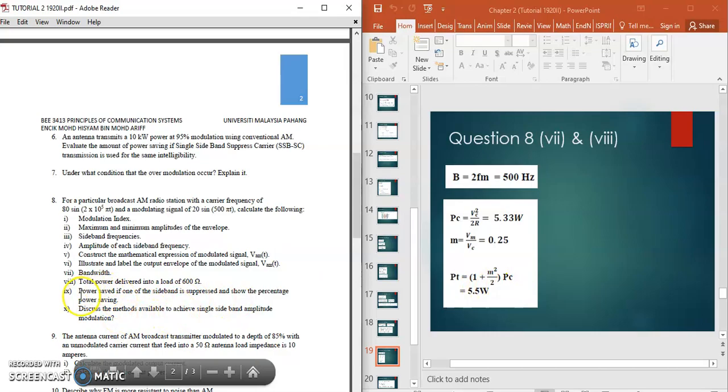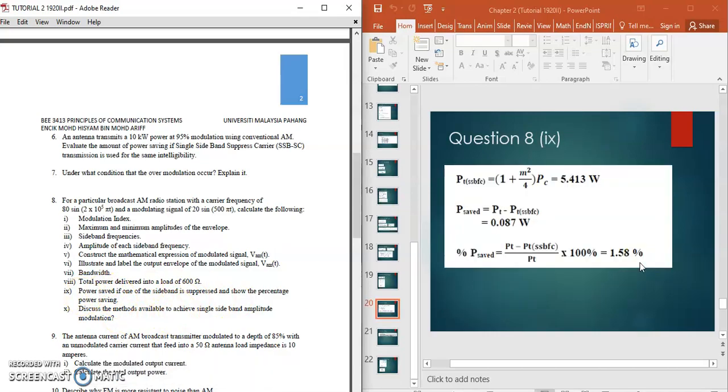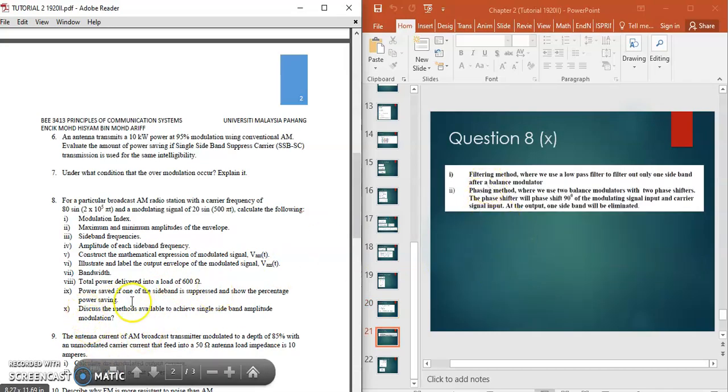Now discuss power saving. This one is important, very important. We want to know the power saving. Please see the question: power saved if one sideband is suppressed. Use this formula and you get this answer, the power saved and then the percentage saved. For X, discuss the methods available to achieve single sideband amplitude modulation. This is the answer. If you got another answer, no problem.